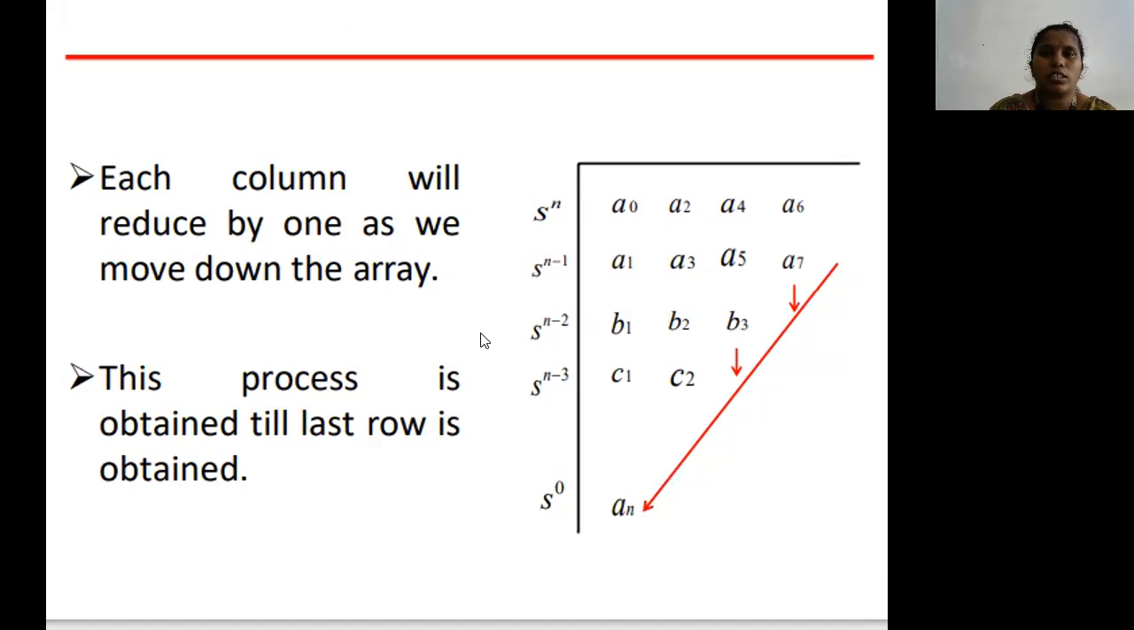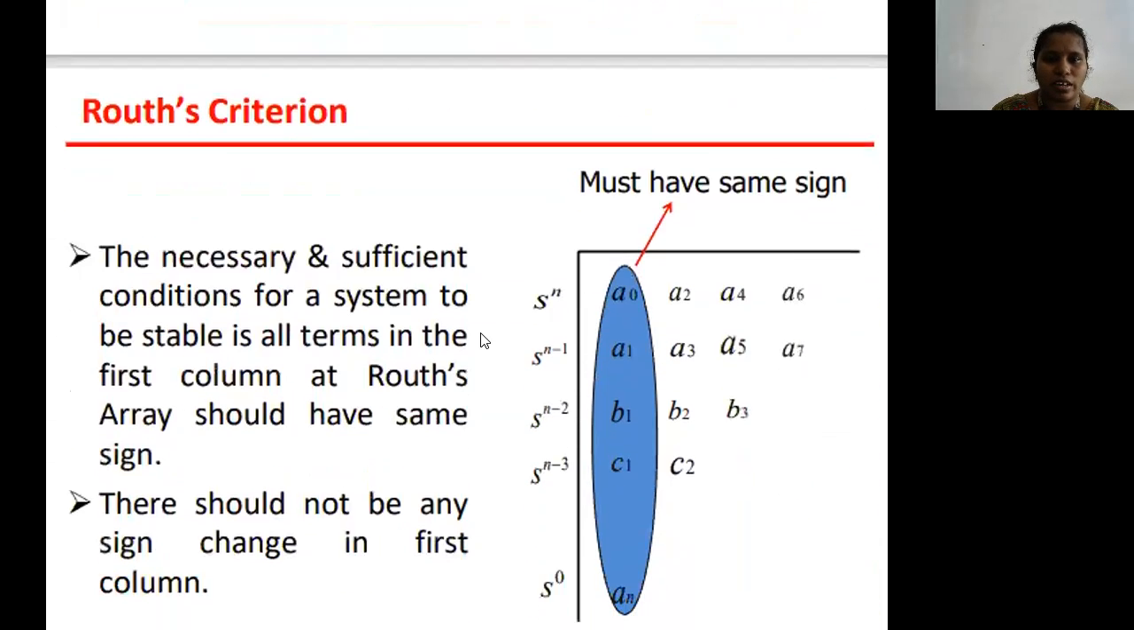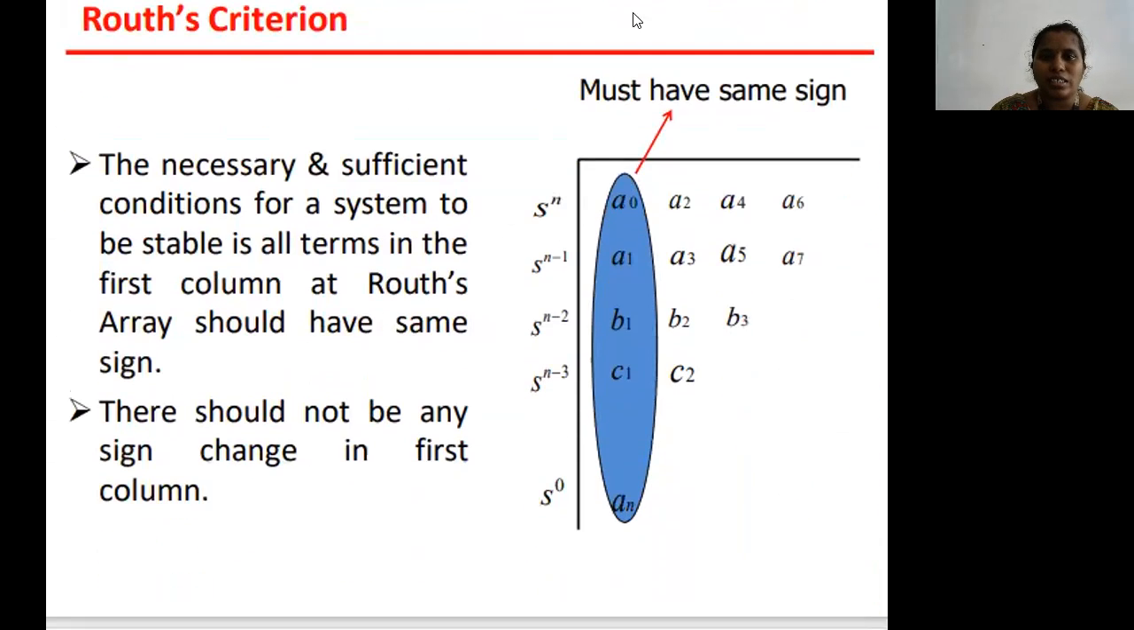So explaining the concept of stability by using the Routh's array, this concept is named the Routh stability criterion. Here we will see what is meant by Routh criterion. Okay, so let us see. This is a Routh array, right? If all the first column elements have a positive sign, then the system is said to be stable.